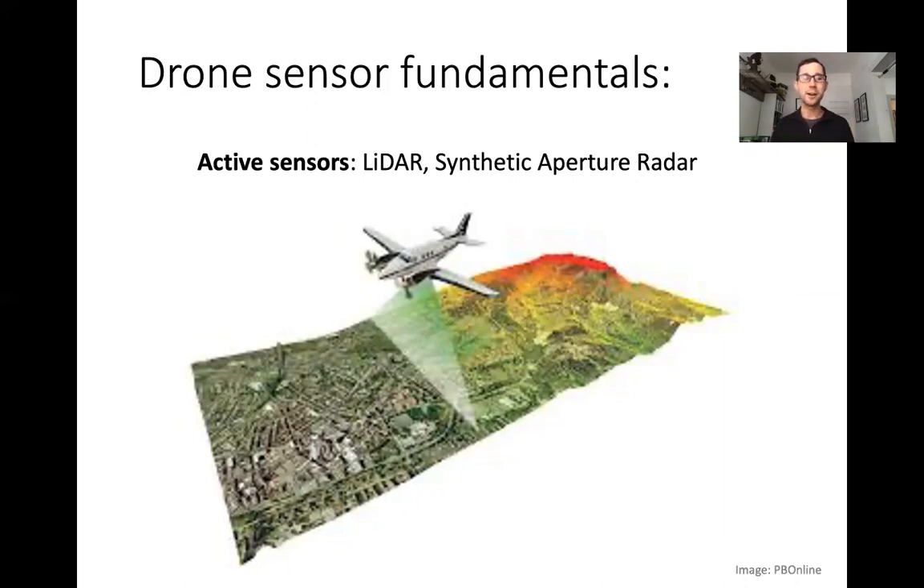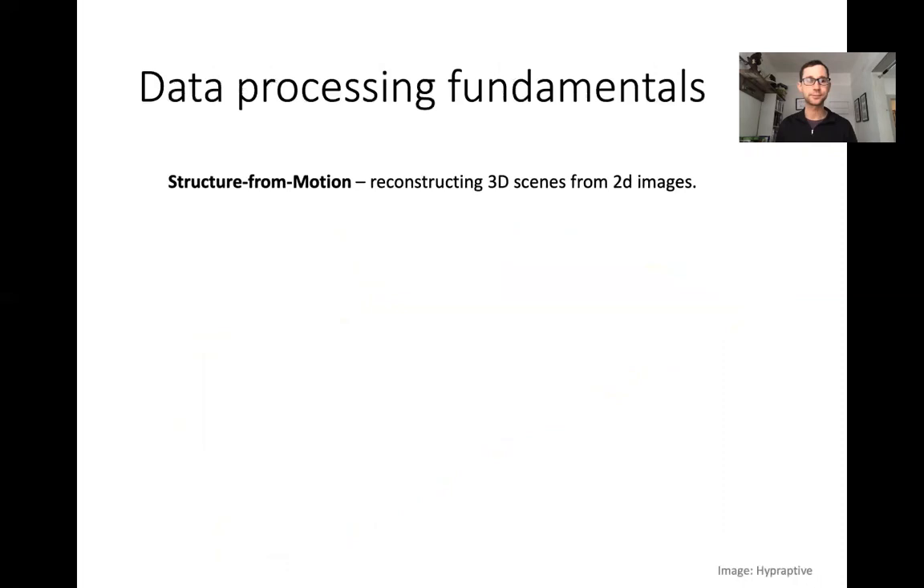So they're active points of research with drones, but like I said, about 90% of the sensors you see are these multispectral cameras that are passive sensors, not active.